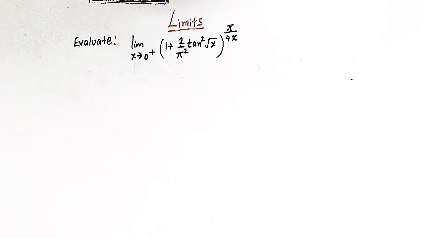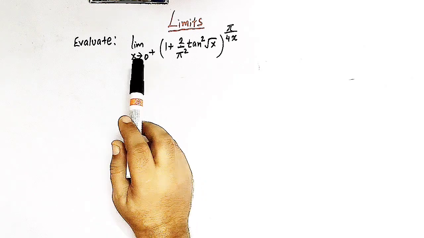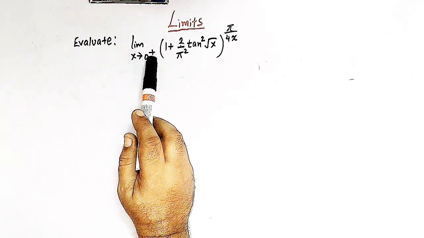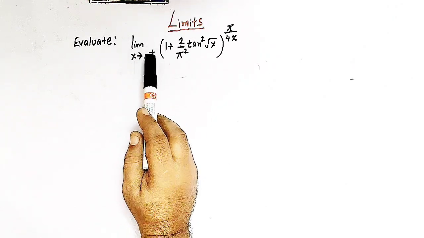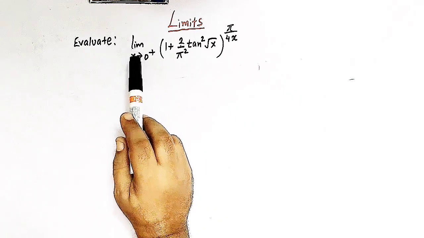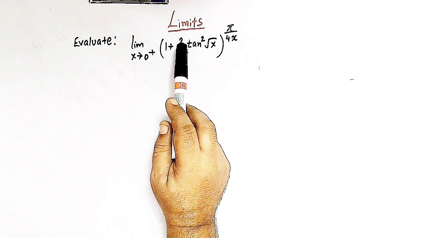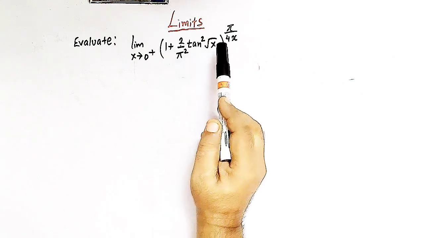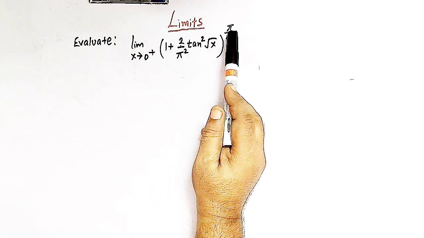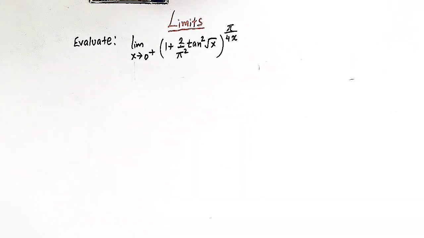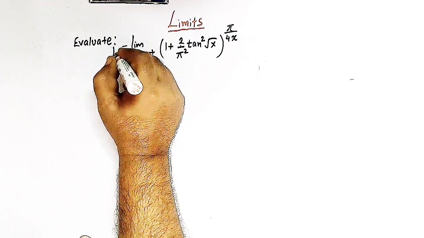Hello viewers, in today's session we are going to discuss another important problem from limits, and in this session we are going to evaluate this limit where we have limit x tends to 0 positive. This positive sign shows that we have to find out the right hand limit of this function, that is (1 + (2/π²) tan²√x)^(π/4x). So let us start and let us call this limit as L.